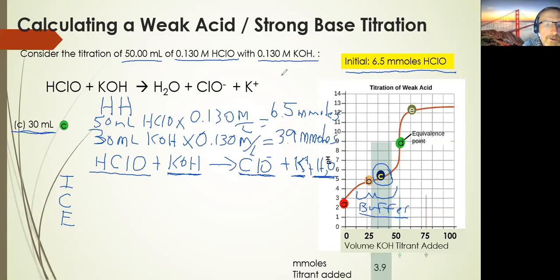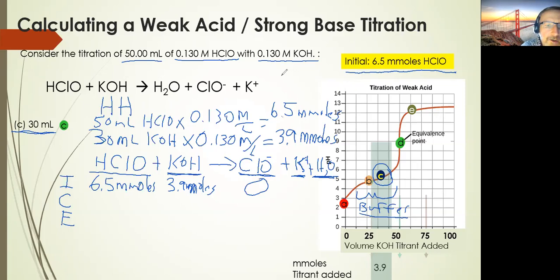We're going to calculate the amount initially of HClO. Well, we just calculated that, right? That's 6.5 millimoles. And the KOH that has been added, as we've calculated, is 3.9 millimoles. And what we have at the initial point of this calculation is 0 ClO minus.